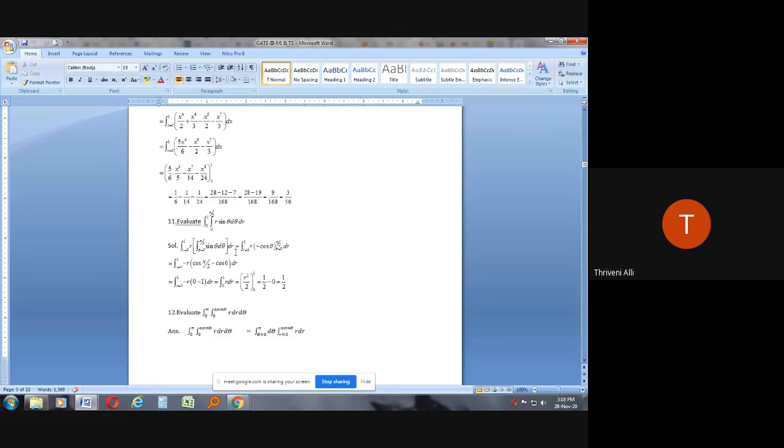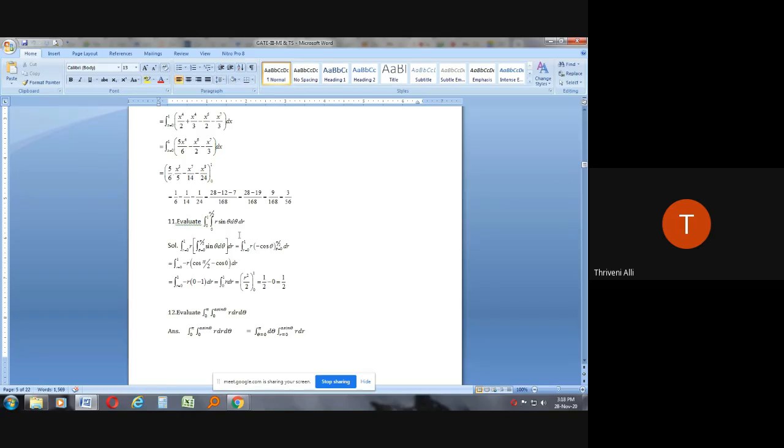Next, in evaluation of double integral in polar coordinates, polar coordinates means r and theta. So here also, see this 11th problem: integral 0 to 1, integral 0 to pi by 2, r sine theta d theta dr, in polar coordinates. Both the integral limits are constant limits. So we take r equal to 0 to 1, and theta equal to 0 to pi by 2. We can't take r equal to 0 to pi by 2. So theta equal to 0 to pi by 2 and r equal to 0 to 1.